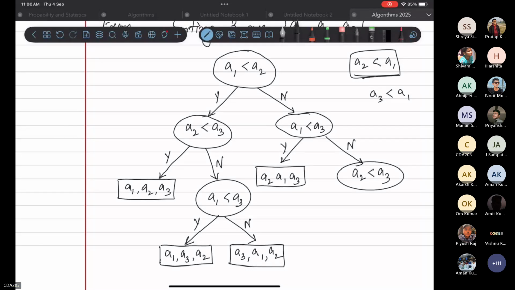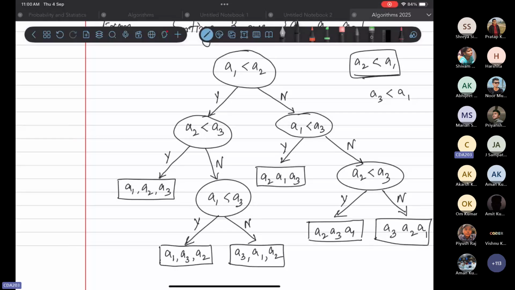Right? And so again, there are two possibilities. One is yes. If A2 is smaller than A3, then I know what's the correct order there. It will be A2, A3, A1. And if the answer is the other way, then I know the correct order. It's A3, then A2, and then A1. Is this okay?